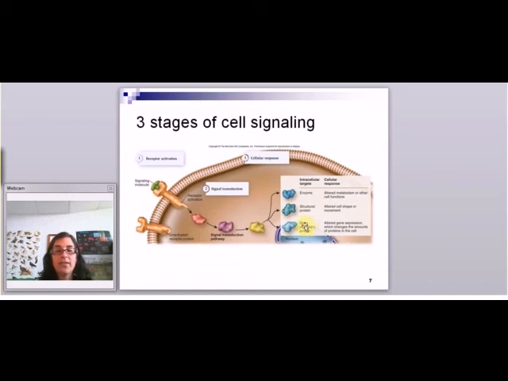And so that's cell signaling. So again, this is all we're going to cover from chapter 9.